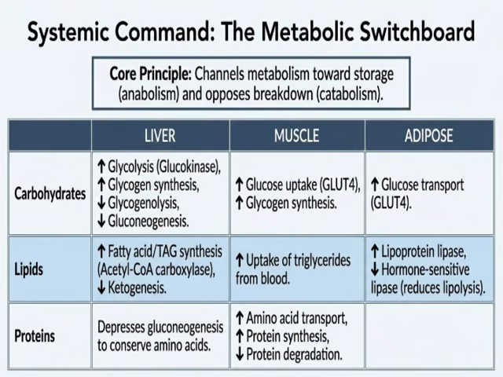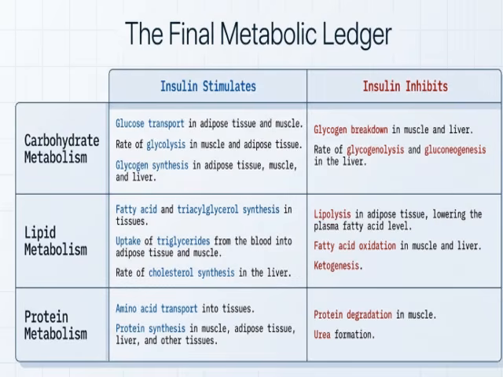This is the summary, the ledger of insulin. It stimulates the entry of glucose into muscle and adipose tissue, the synthesis of glycogen, and the synthesis of fatty acids and proteins. At the same time, the body is inhibiting the breakdown of glycogen, the production of new glucose in the liver, and the metabolization of fatty acids from your fat stores.